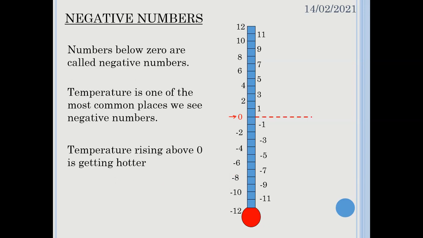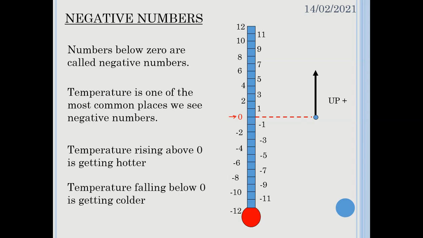If the temperature is rising, if it's going up the way, then we can say it's getting warmer. And if the temperature goes down the way, then we can say it's getting colder. And that's the best way to think about it. If you've not already got one on your jotter, you might want to draw in one of these thermometers with the negative numbers to make this whole thing a bit easier for you. Trust me, it will come in handy.